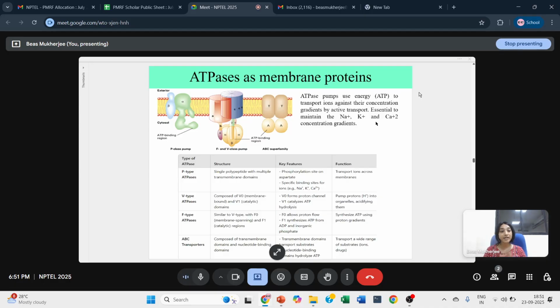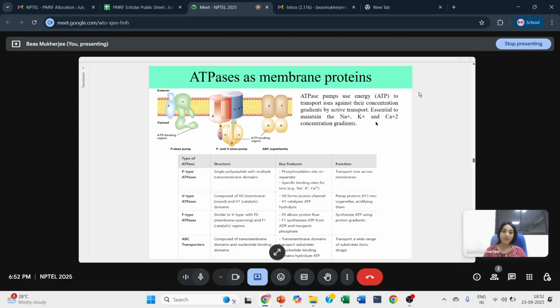Now there are different types of ATPases. What are these? There are P-type ATPases. P-type ATPases are single polypeptides with multiple transmembrane domains, and they are important for transport of ions across the membranes. So why is it P-type? Because a phosphorylation site is there on the aspartate. That is why.